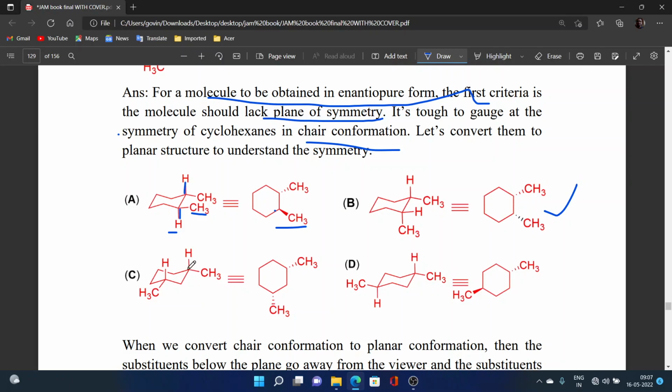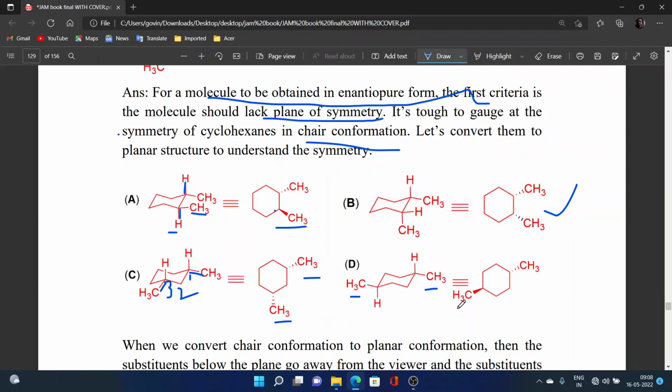Here, if this is position 1, this is position 2 and this is position 3. At position 1 and 3 you have to put both CH3. CH3 is below the plane, CH3 is below the plane. So both of them are away from the viewer. Similarly here 1, 2, 3, 4, CH3 is below the plane, CH3 is above the plane. So away from the viewer, towards the viewer.